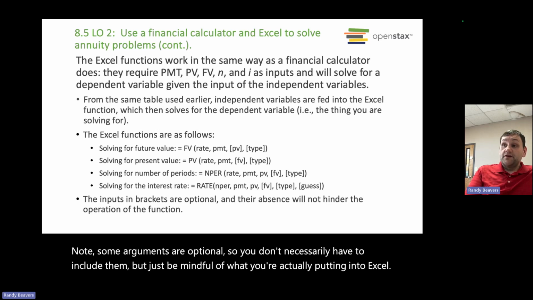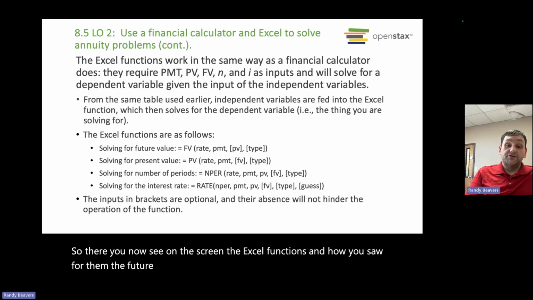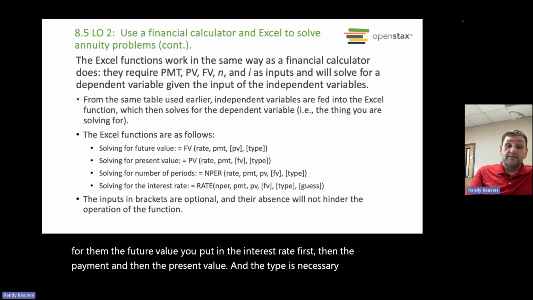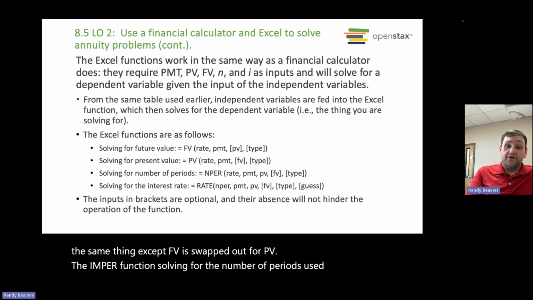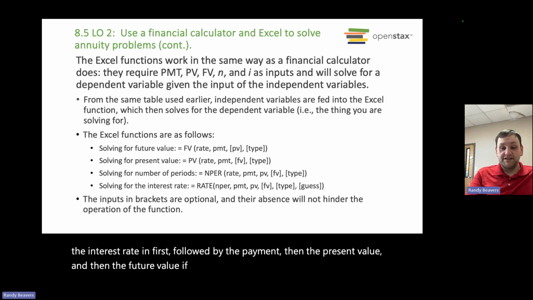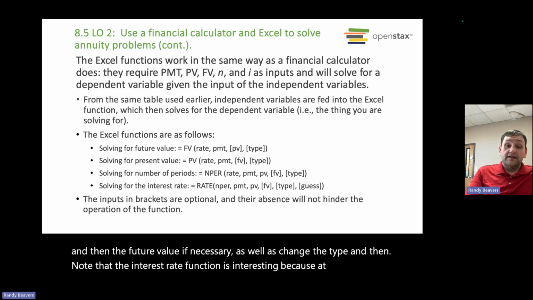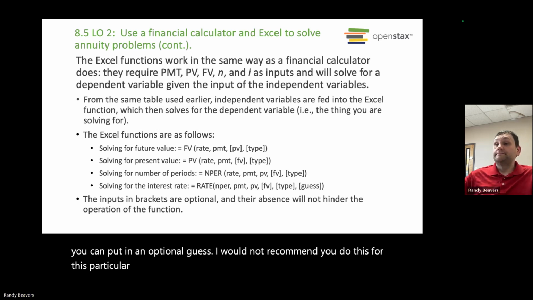So there you now see on the screen the Excel functions and how you solve for them. For the future value, you put in the interest rate first, then the payment, and then the present value, and the type is necessary. PV does the same thing except FV is swapped out for PV. The NPER function is solving for the number of periods. For the rate, put the interest rate in first, followed by the payment, then the present value, and then the future value if necessary, as well as the type. And note that the interest rate function is interesting because at the very end, you can put in an optional guess. I would not recommend you do this for this particular class.